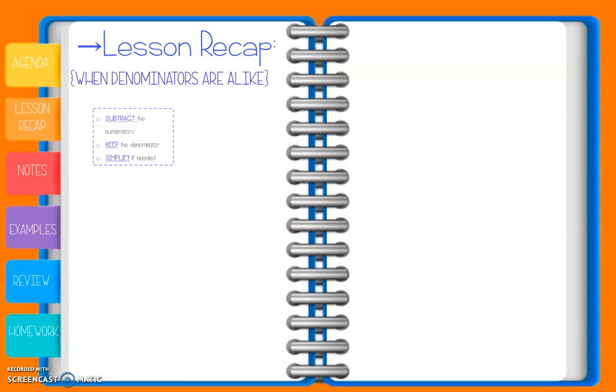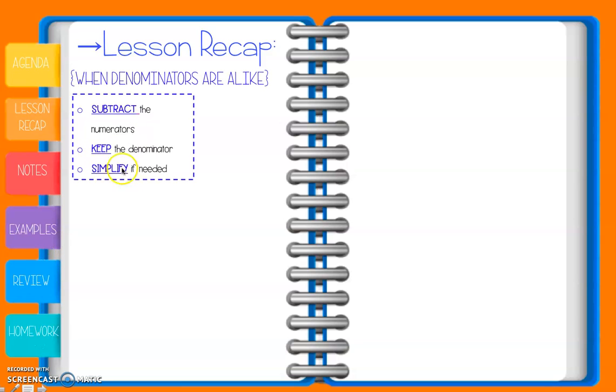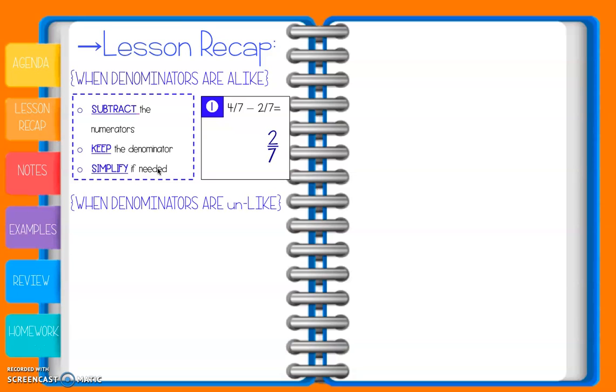So just a quick little refresher. When denominators are alike and we're subtracting, all we have to do is subtract the numerators, keep the denominator, and then simplify if we need to. So if we have our first example here, we have 4 sevens minus 2 sevens. We see that the sevens are already the same, so they already have common denominators, so we're just going to subtract those numerators. 4 minus 2 is 2 sevens. Now, we can't simplify, so 2 sevens is our final answer.